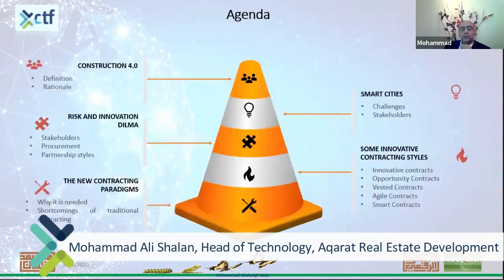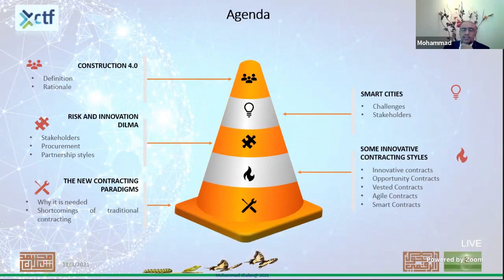It's my pleasure to be here and to present this very important topic about innovative contracting. Today we have 5 agenda items. The first one, we are defining some items about construction 4.0. Then we go into the risk and innovation dilemma, that's today everyone is talking about because we have a lot of technologies coming in every day. Then we talk about how we need a new contracting paradigm and why. We will apply this to smart cities because this is my area. As well, we will talk of some samples about innovative contracts, how they are done and how they will add value to us.